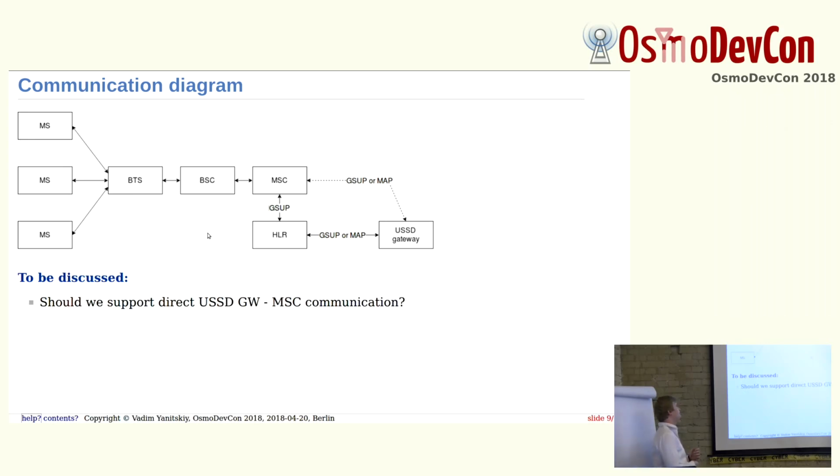And here is a little discussion. Should we perform all the operations with the USSD gateway through the HLR, or should we also have the possibility to connect to the MSC directly from the USSD gateway? But I think for now the simplest solution would be to forward every operation through the HLR. It could be discussed later, I think.